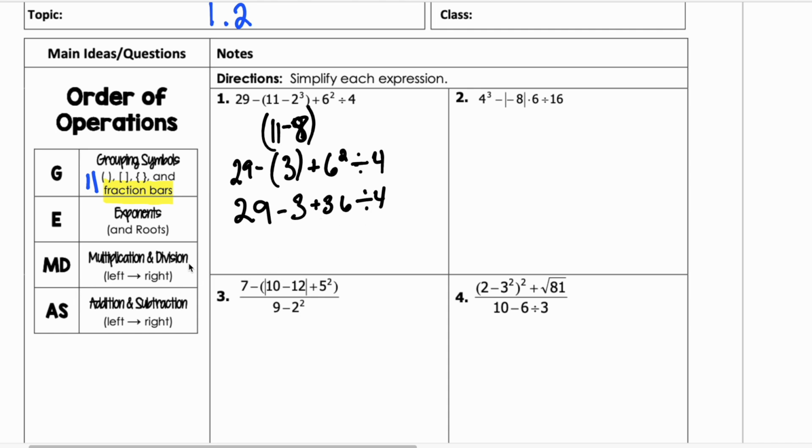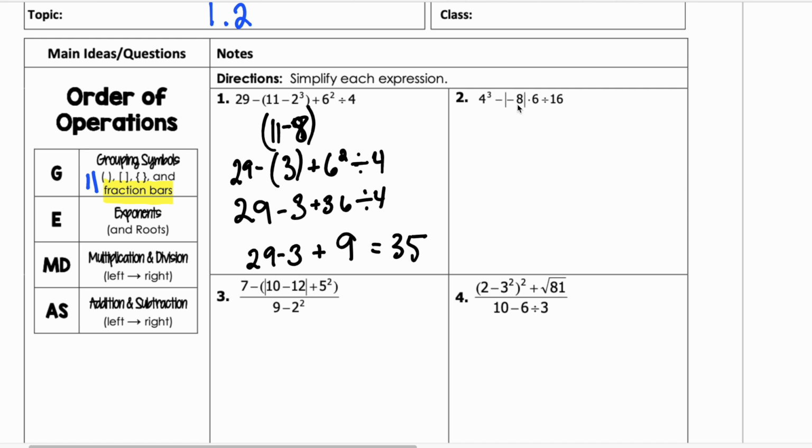So looking over here, we need to handle our multiplication and division first. 36 divided by 4 is going to be 9. Bring everything else down. Now from left to right, it tells us right here from left to right, 29 minus 3 is 26. And then 26 plus 9 is 35. And we're done. All right, let's take a look at number 2.